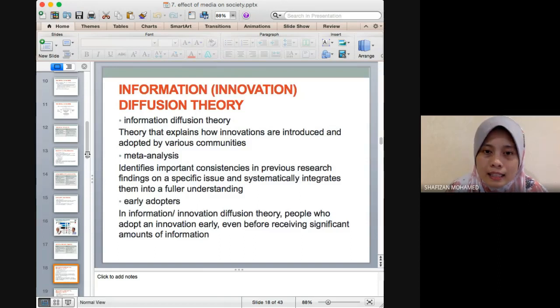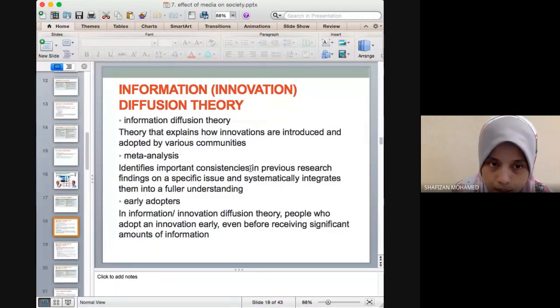And then there's another theory called information. We've already discussed this theory when we talked about post-positivism, so here we're going to just go through it again. Why is this theory very successful? Because it is used not only in media research, but also in marketing research and advertising research. You remember information or innovation diffusion theory?